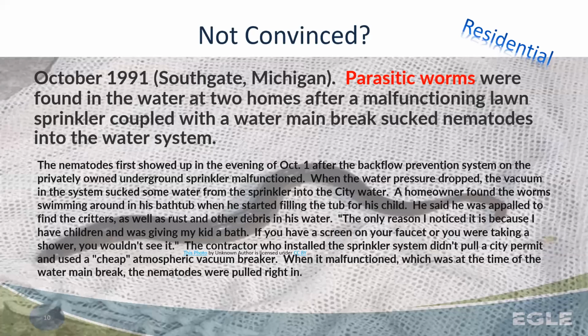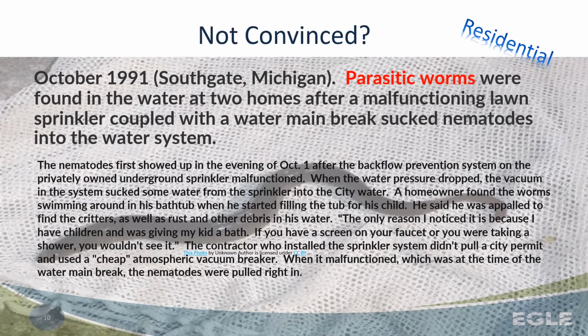So examples of some problems leading back to residential. This first example actually comes from within Michigan. Back in 1991, there were parasitic worms that ended up being found in some homes that ended up being attributed to a broken lawn sprinkler system. Basically, what happened is there was an underground sprinkler system that was not working properly. There was a localized enough of a pressure drop that it actually had backflow occur.